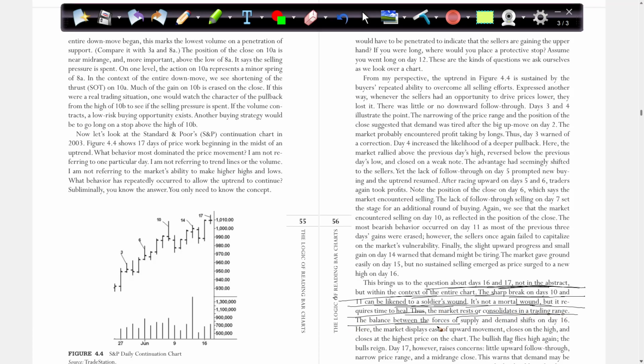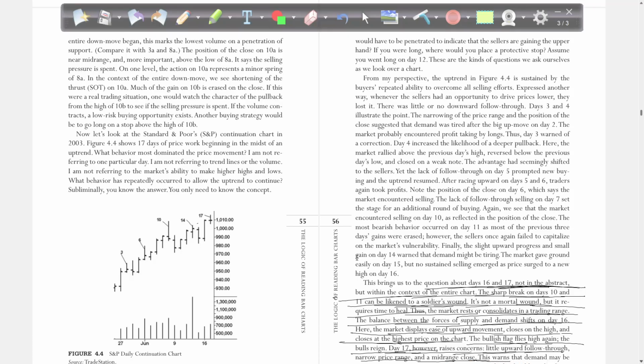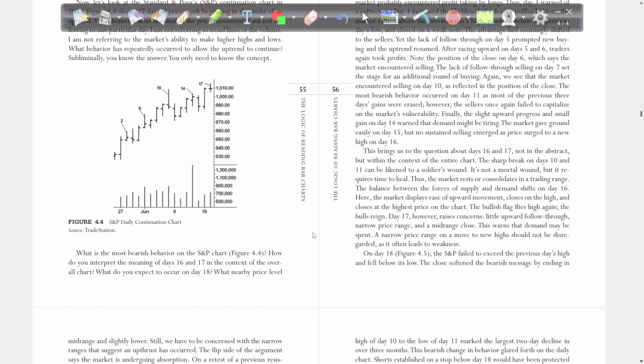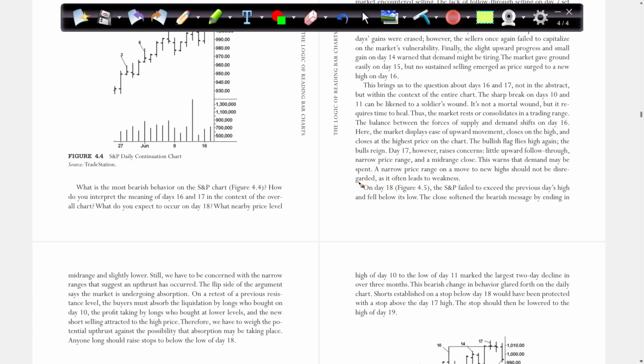The balance between the forces of supply and demand shifts on day 16. Here, the market displays ease of upward movement, closes on the high, and closes at the highest price on the chart. The bullish flag flies high again. The bar on day 17, however, raises concerns: little upward follow through, a narrow price range, and a mid-range close. This warns that demand may be guarded, as it often leads to weakness.